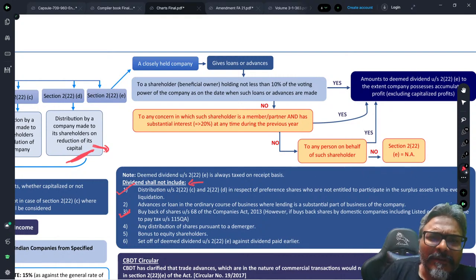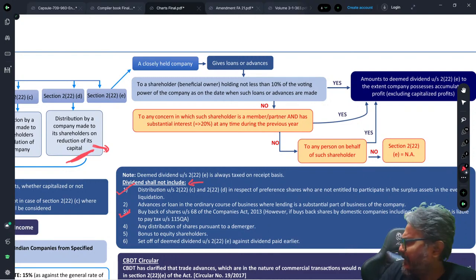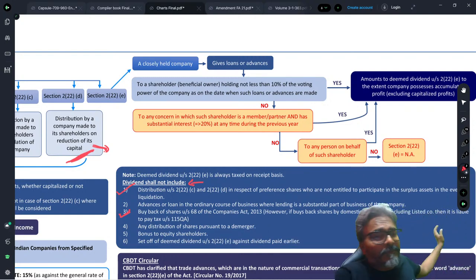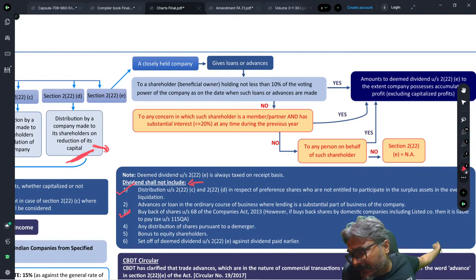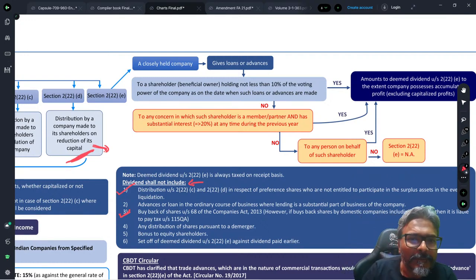And in that exclusion, very clearly they have said that payment made on account of redemption of preference shares shall not be considered as a deemed dividend. Students, that shall not be considered as a deemed dividend.